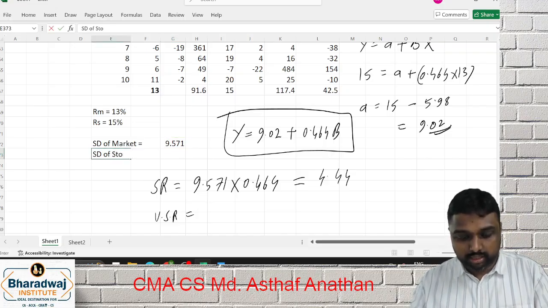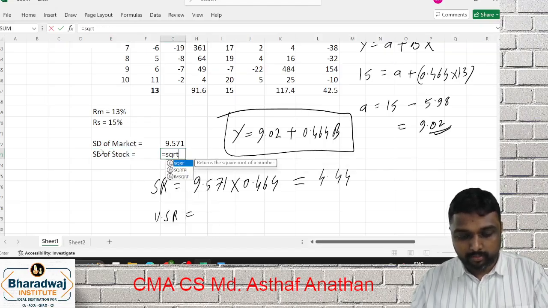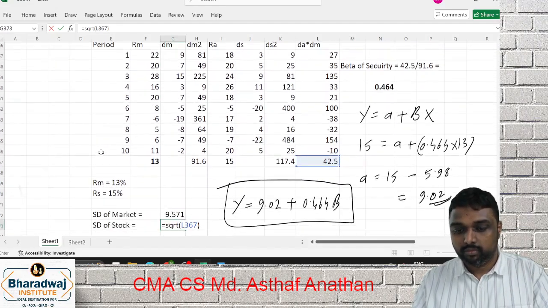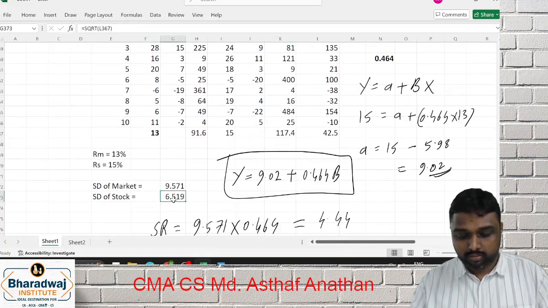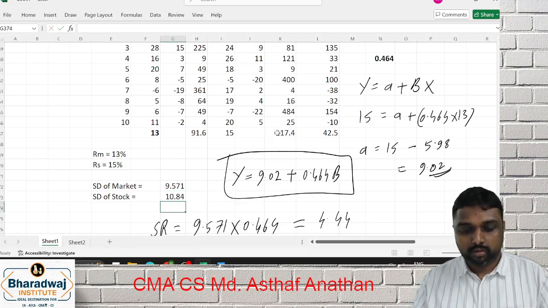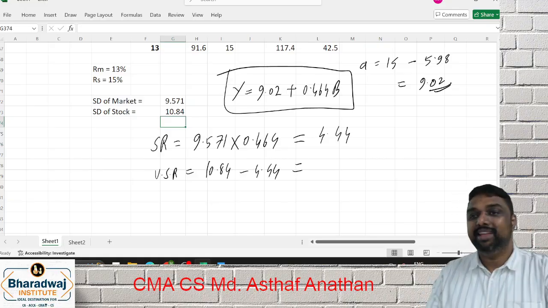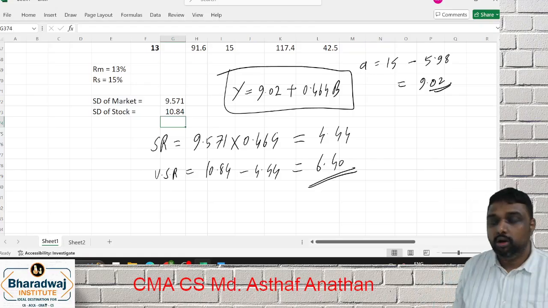Standard deviation of stock is nothing but the square root of, we have what? This one only. Correct? This one. Square root of 117 is 10.84. So what you will get? 10.84 minus 4.44. What will be the answer? 6.39 or 40. This is how you will get it.